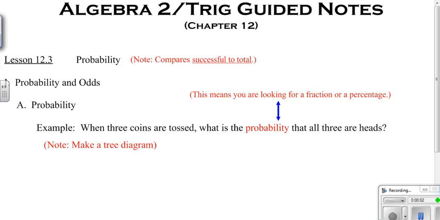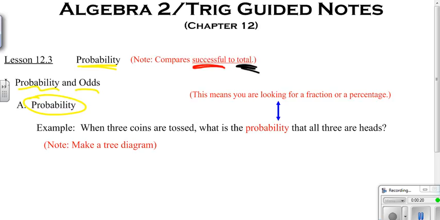Lesson 12.3 starts dealing exclusively with probability, or should I say probability and odds. And first we're going to be looking just at the probability. Now probability is when we compare our successful possibilities to the total possibilities.